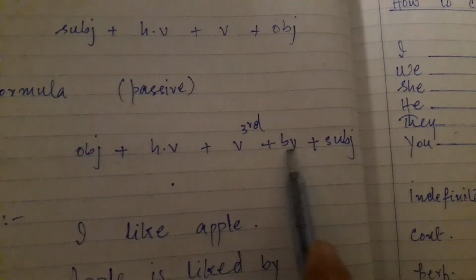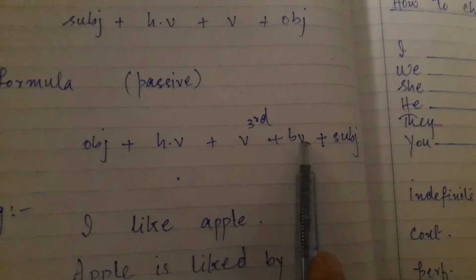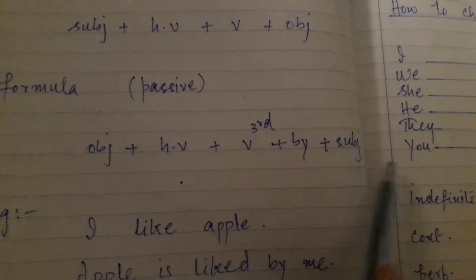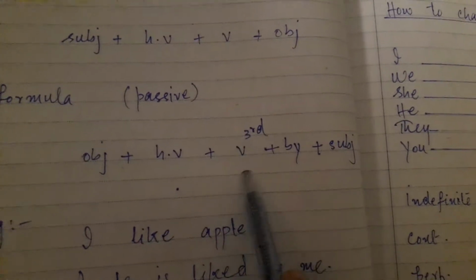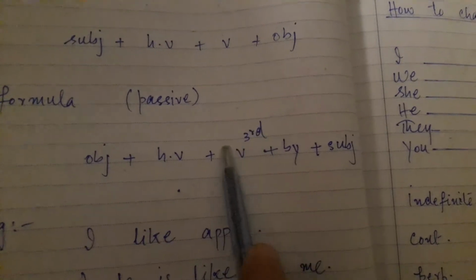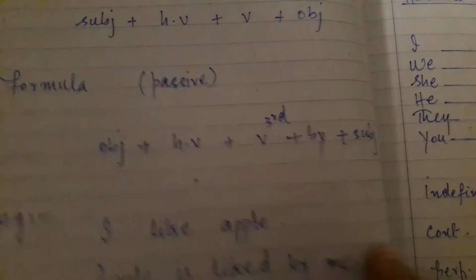There are 5 things in the passive voice formula: 1, 2, 3, 4, 5. And what are the 5? Object at the beginning, subject at the last, before the subject preposition by, third form of the verb in all types of sentences, and helping verb according to the tense.